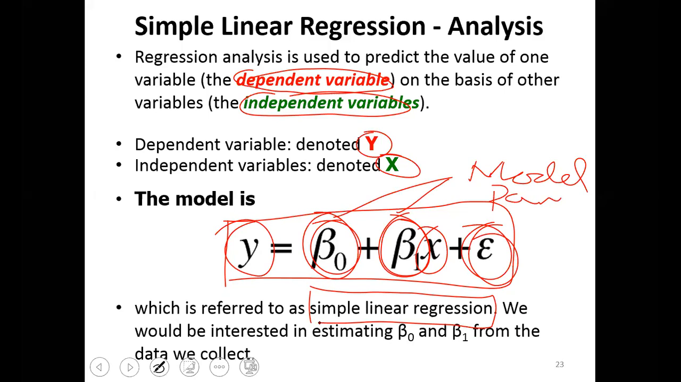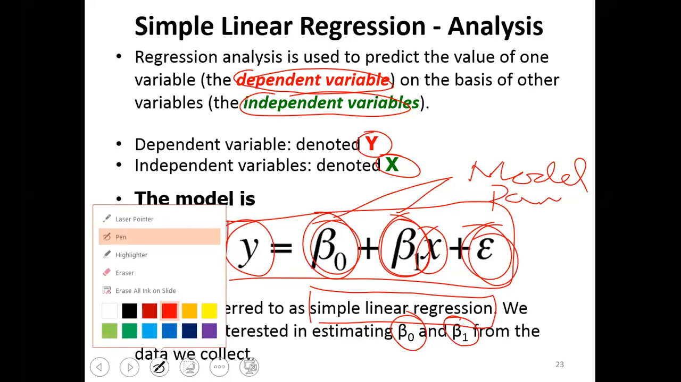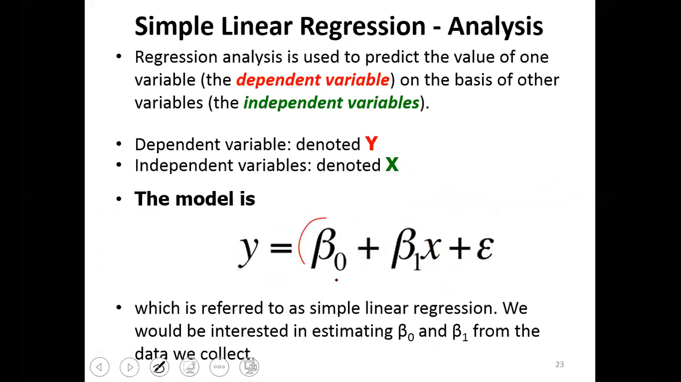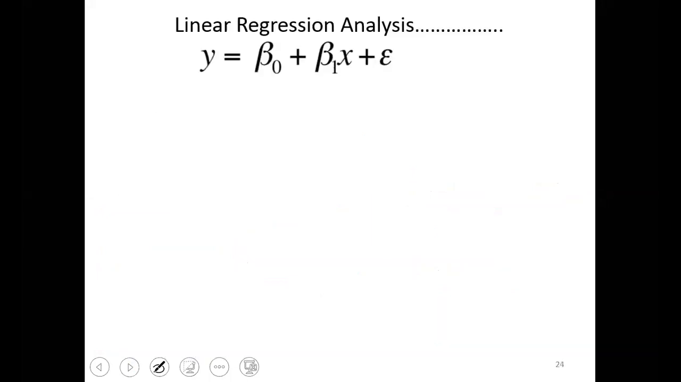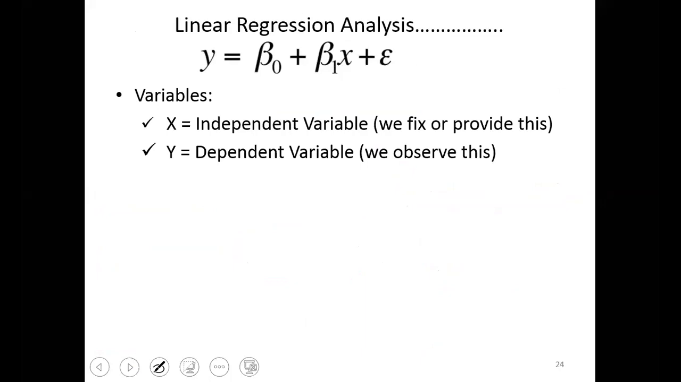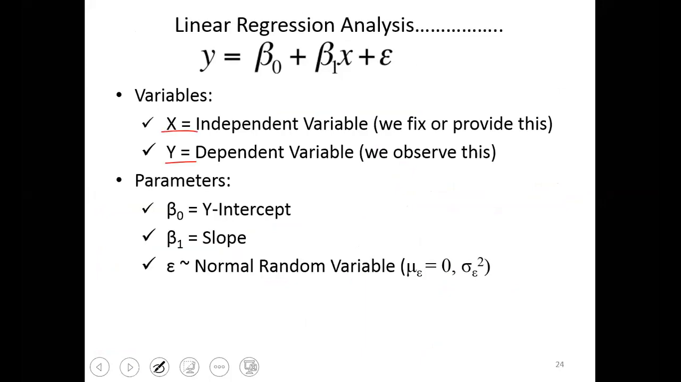We are interested in estimating the values of beta naught and beta 1. That is what we first want to identify for a given situation. These are the most important ones that we want to predict at the first level. So how are we going to do that? This is the equation, again, dependent and independent variable. Beta naught is the intercept, beta 1 is the slope, and the error.